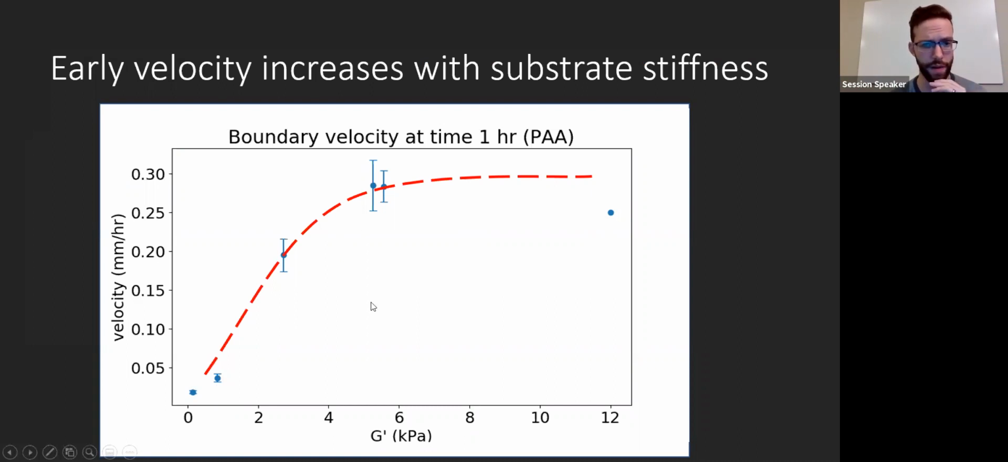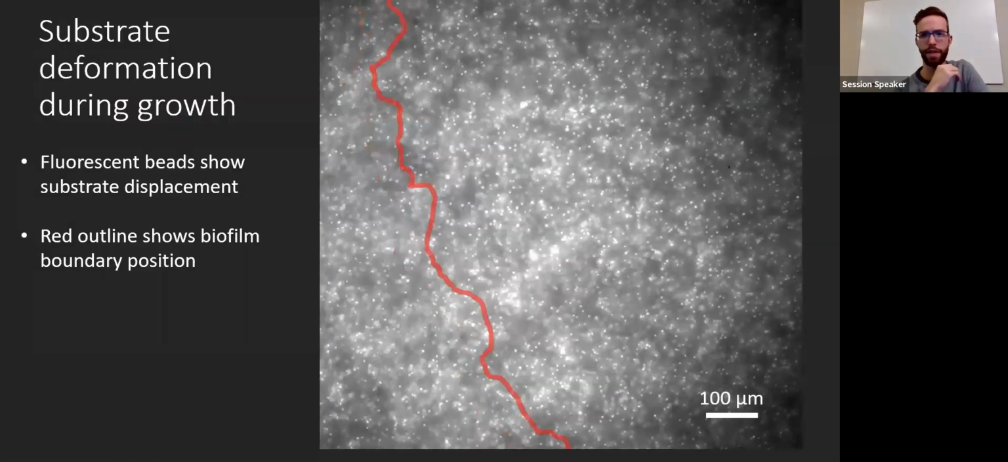Now we saw that particularly in this window, this low stiffness window, up to about 6 kilopascals. And that effect seemed to saturate at higher stiffnesses, but particularly those early velocities when the biofilm is just starting to colonize, we see increased velocity with stiffness. So that's suggesting something's going on in this coupling.